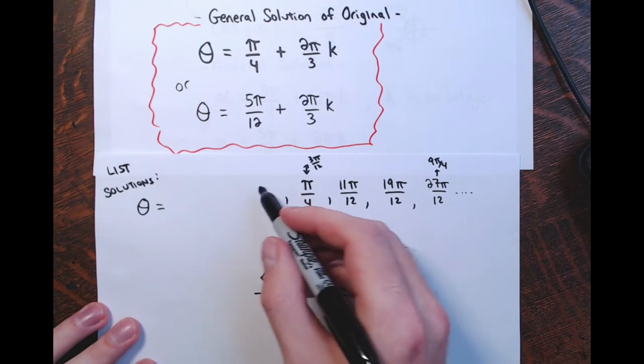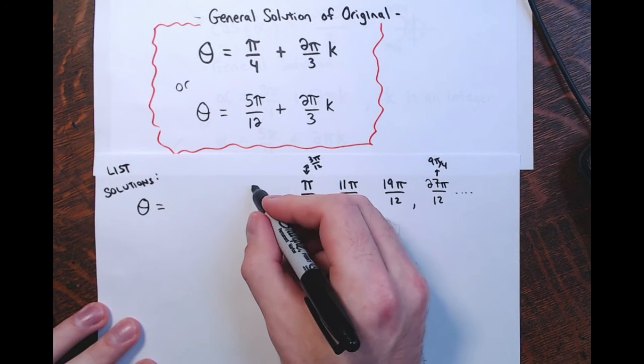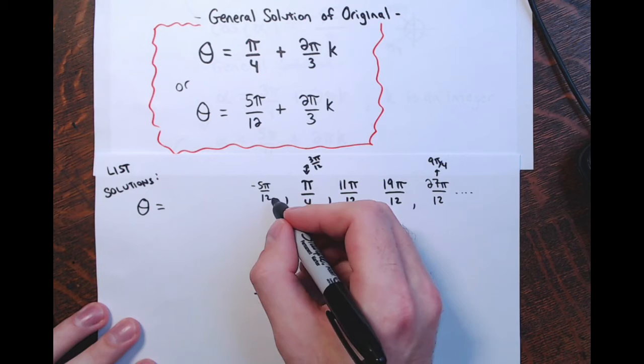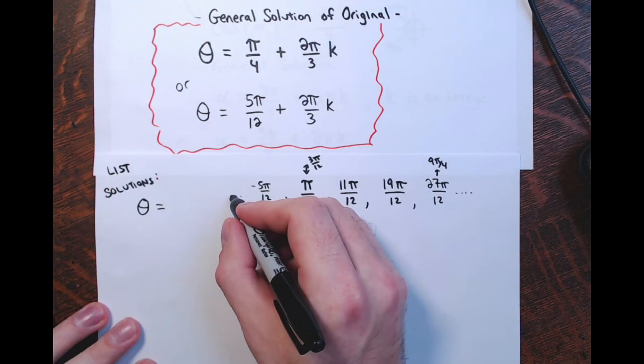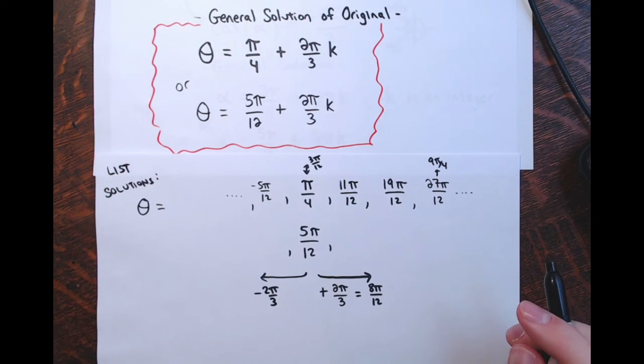And then going this way, subtracting 2 pi over 3, I get negative 5 pi over 12, and so on, right? They're not accepting negative solutions, right? They want solutions from 0 to 2 pi. So let's say, yeah, you can keep going if you want.